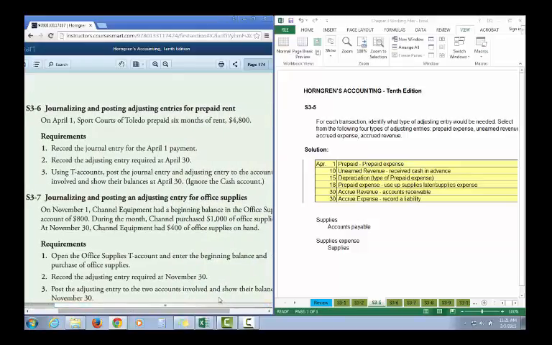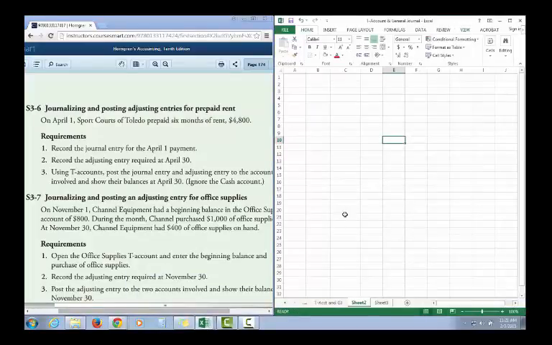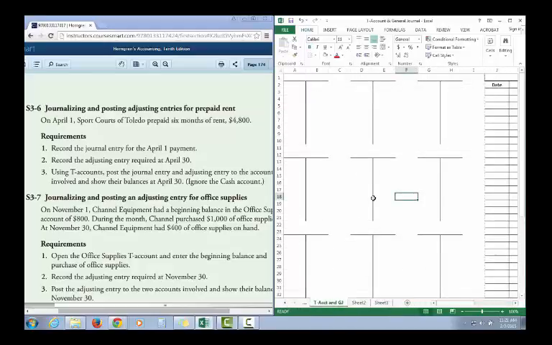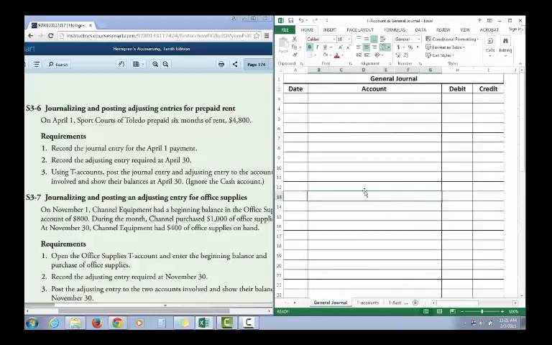We're going to practice journalizing and posting adjusting entries for prepaid rent. So let's take a look using a T account. So we've got this general journal over here we're going to use to record these transactions. So for exercise 6, it says on April 1st, Sport Courts of Toledo prepaid 6 months of rent for $4,800. So they want us to record the journal entry for the April 1st payment.